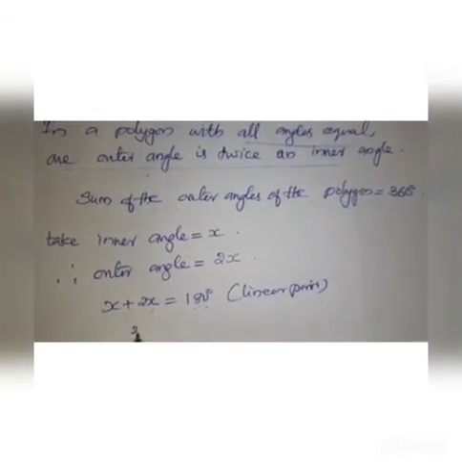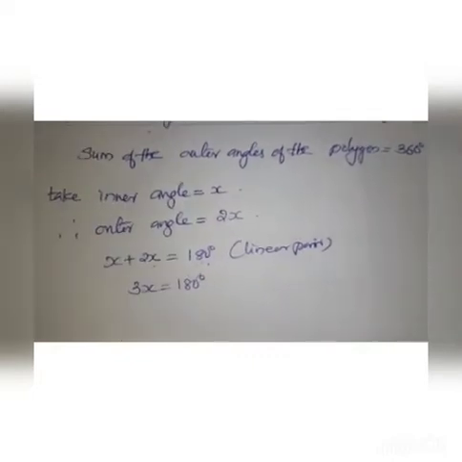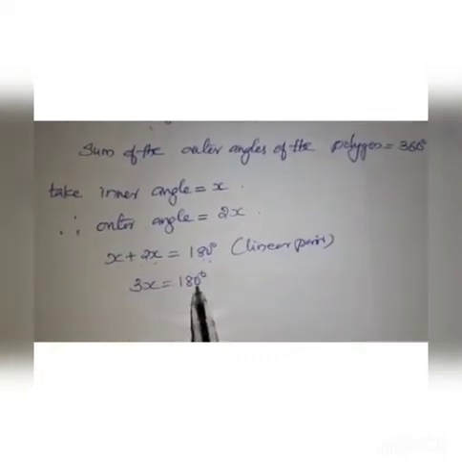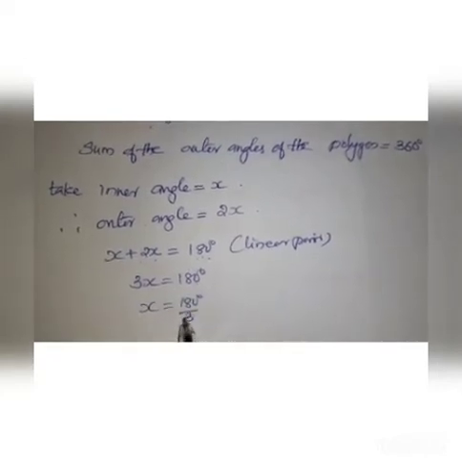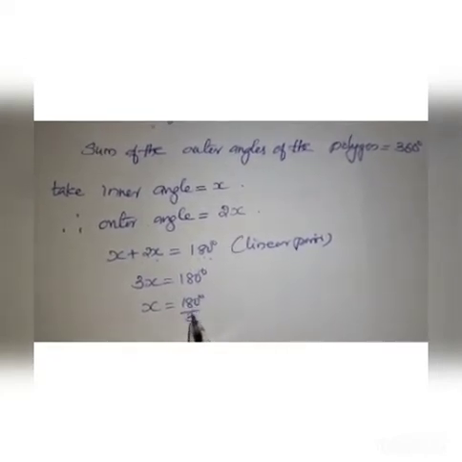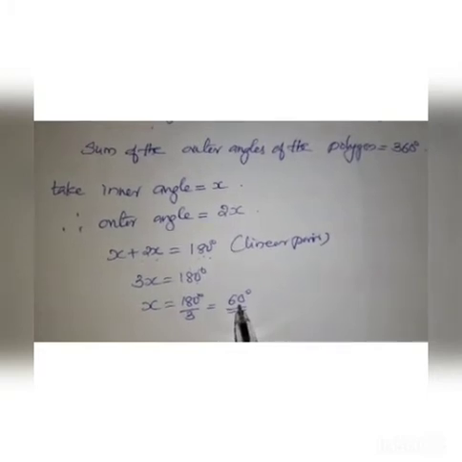So x plus 2x is how much? 3x is 180. Then what about x? 180 degrees divided by 3. 180 degrees divided by 3 is equal to 60 degrees. So one inner angle you got as 60.